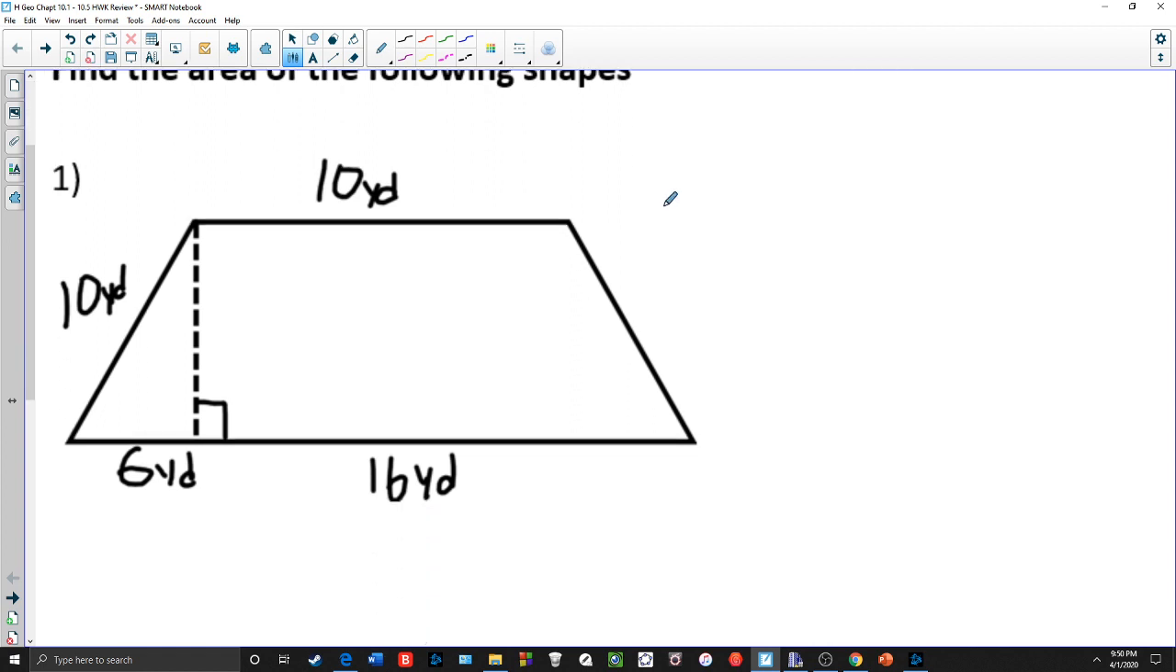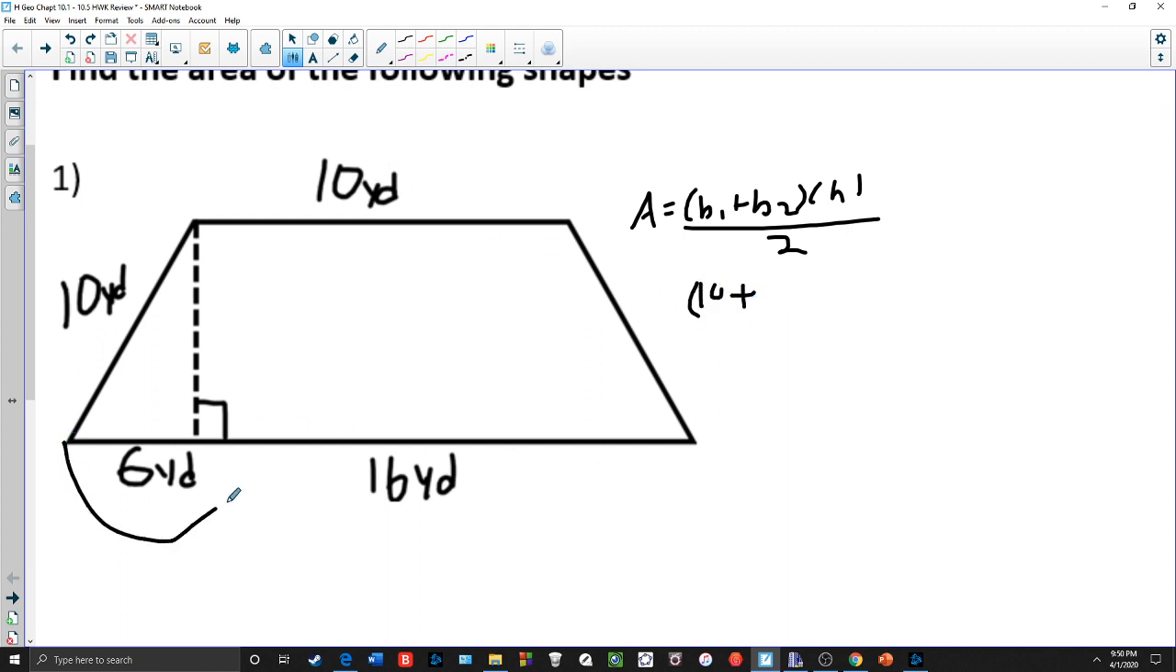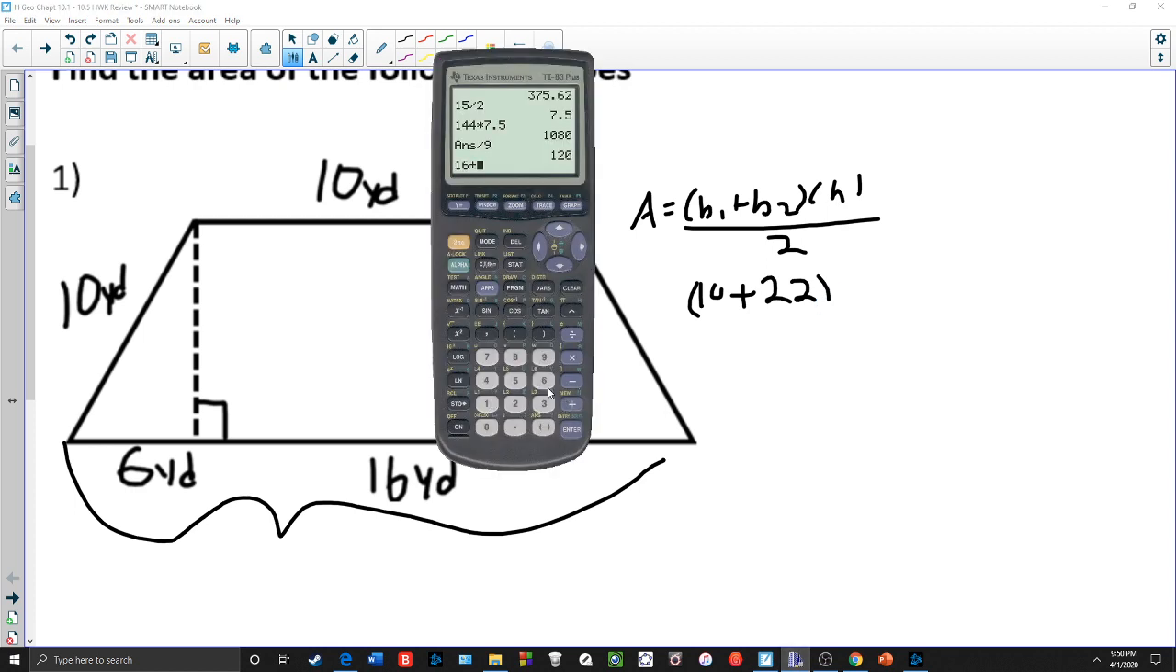So we want to find the area of these shapes here. So we have a trapezoid here that we want to find the area of. So the area of this trapezoid, we know, is base 1 plus base 2 times height over 2. Now, the question is, what are these numbers here? Well, base 1 is 10. It's pretty easy right there. Base 2 is going to be this entire length here, which is 16 plus 6, which is going to give me 22.